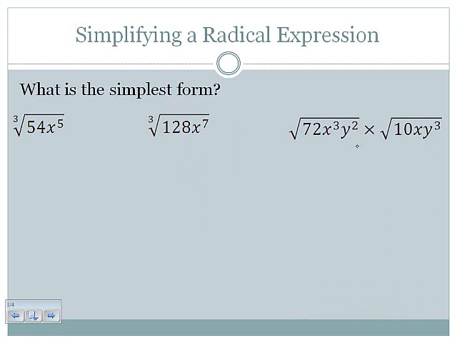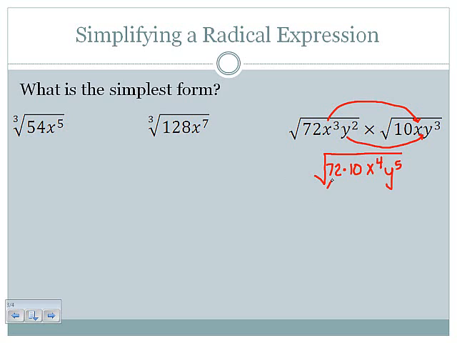This time we're going to multiply together the two radicals and then simplify. So we multiply these two together, and instead of actually multiplying 72 times 10, I'm going to leave it as 72 times 10, because then I'm going to need to turn around and break it down. When I multiply together the variables, you add the powers. So when I do x to the third times x to the first, I get x to the fourth power. Then when I do y squared times y to the third, I get y to the fifth.